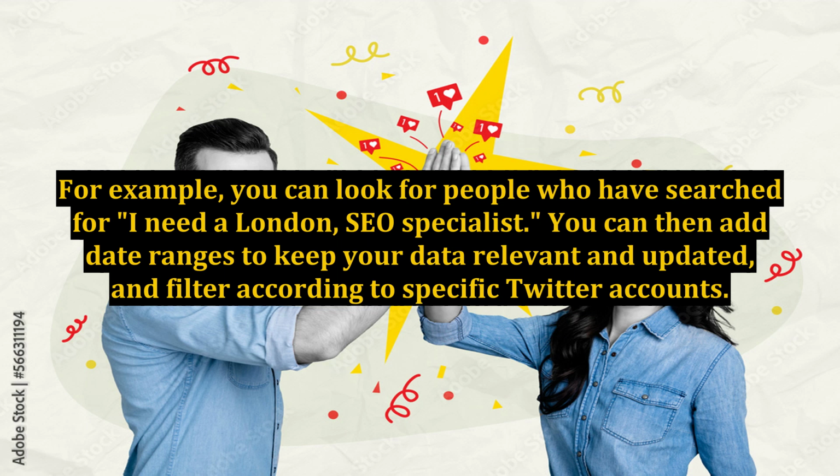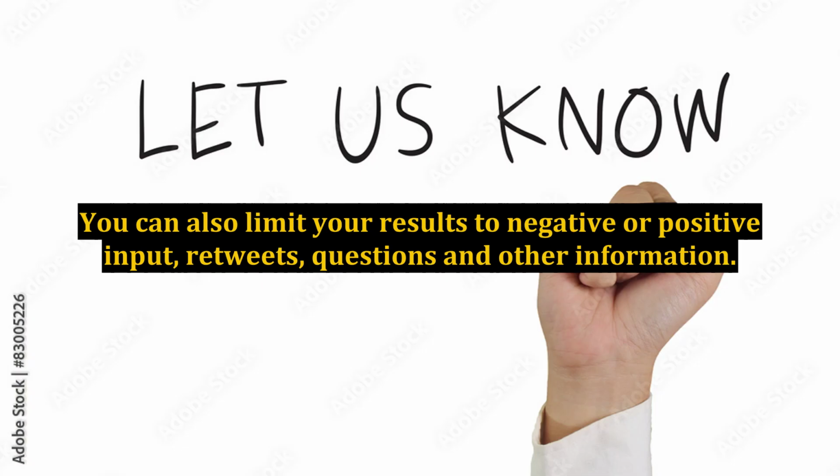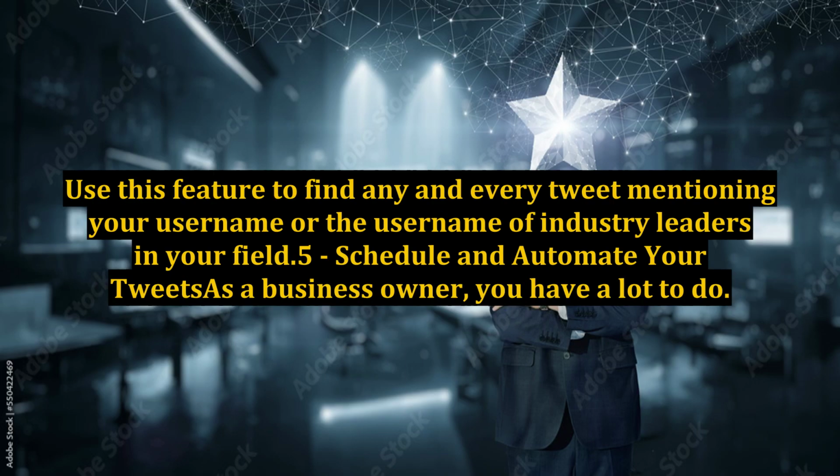You can then add date ranges to keep your data relevant and updated, and filter according to specific Twitter accounts. You can also limit your results to negative or positive input, retweets, questions, and other information. Use this feature to find any and every tweet mentioning your username or the username of industry leaders in your field. Point 5. Schedule and automate your tweets.